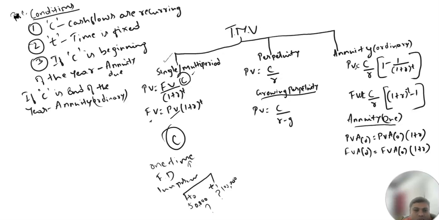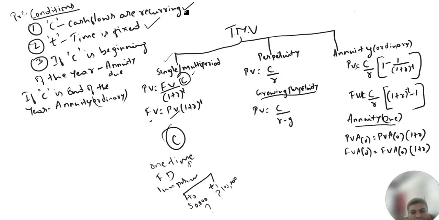When you look at the problem, the first thing you have to see is whether the C is recurring or one time. If it is recurring, then it could be a case of perpetuity. However, before concluding, you should check the other two conditions. The second is that the time is fixed. In the annuity, one of the preconditions is that the T is fixed.